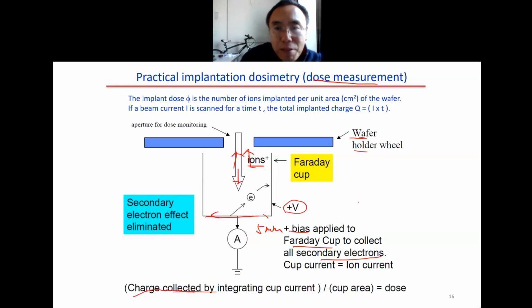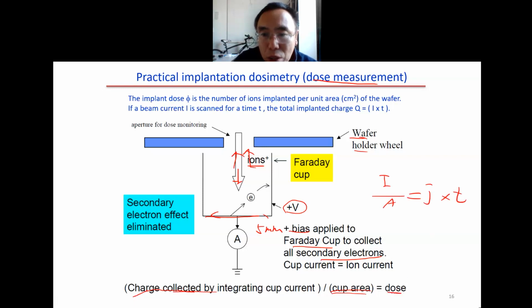This way, if we know the charge, we know the current, and if we know the cap area, we know the current density. Current density times the time gives you the dose. So this is how you get the dose by using this Faraday cup. So effectively, this one measures the charge trapped in the cup.